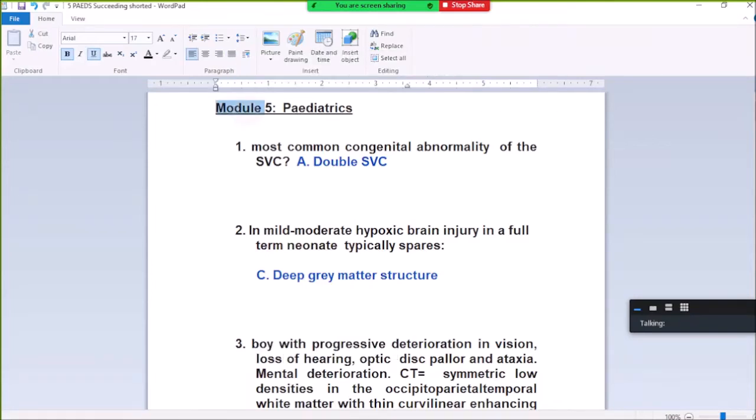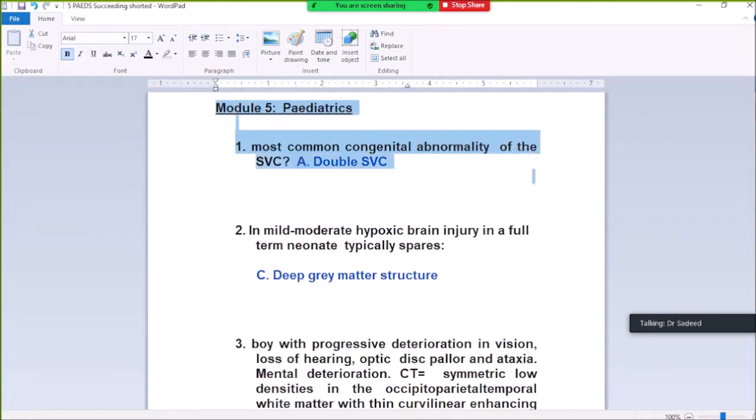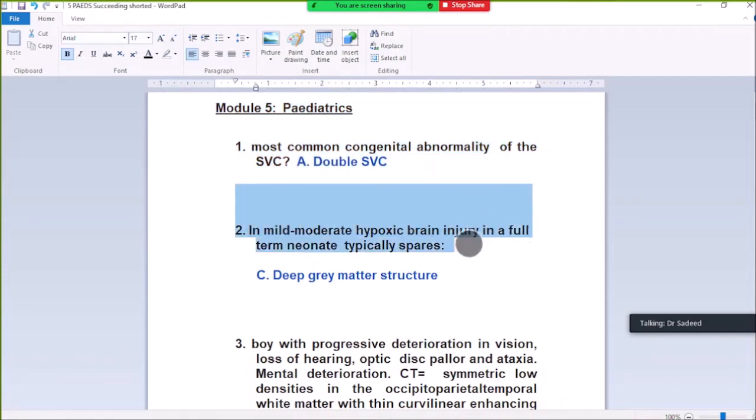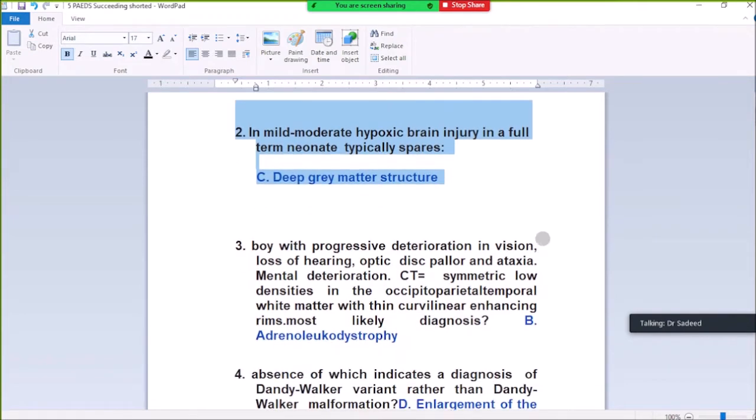Module 5, Pediatrics. Question number 1. Most common congenital abnormality of the superior vena cava is double superior vena cava. Question number 2. In mild to moderate hypoxic brain injury, a full term neonate typically spares deep gray matter structures. Mild to moderate hypoxic injury.